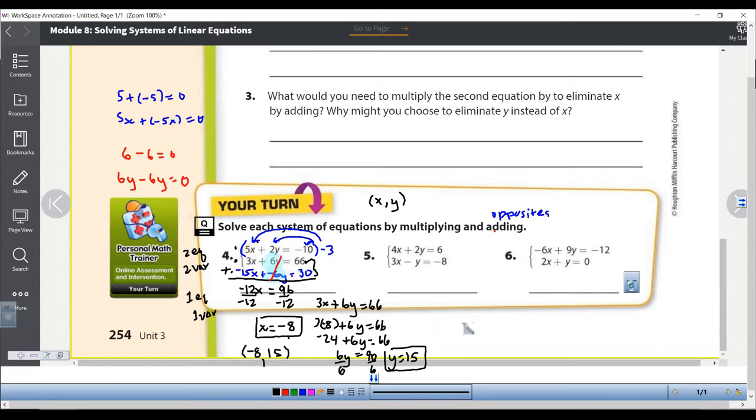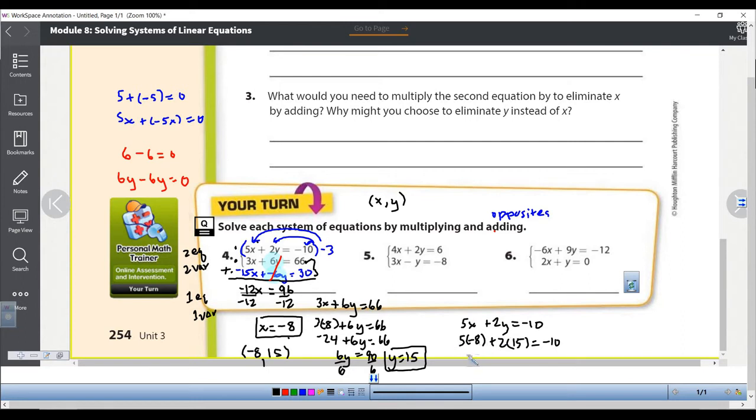And here we go. I'm going to go to that first equation, 5x plus 2y equals -10, because that's what good math students do. They check their work when they can. So I'm going to go 5 times, but what are we saying x is? We're saying x is -8, plus 2 times, and what are we saying y is? We're saying y is 15. And what is that supposed to equal if we're correct?